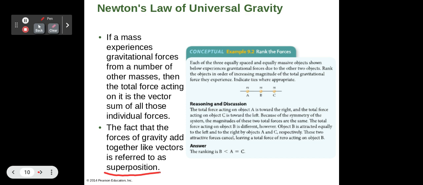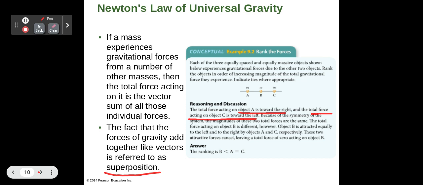The total force acting on object A is toward the right. The total force acting on object C is towards the left. Because of the symmetry of the 2 systems, the magnitudes of these 2 total forces are the same.